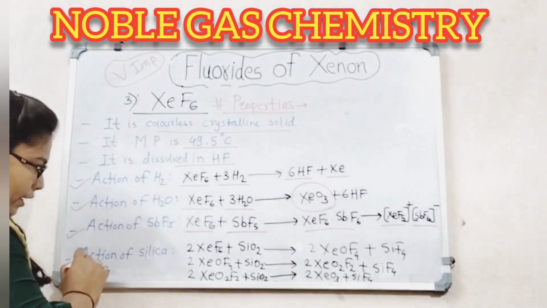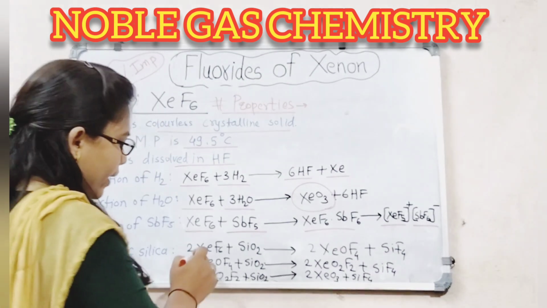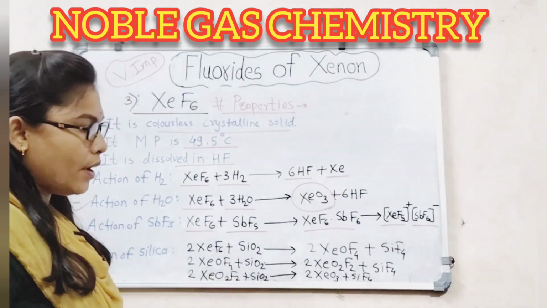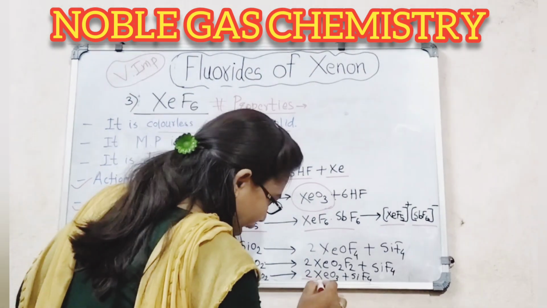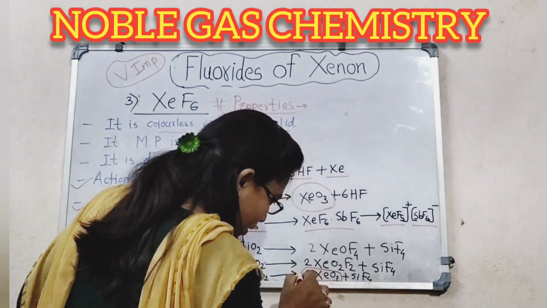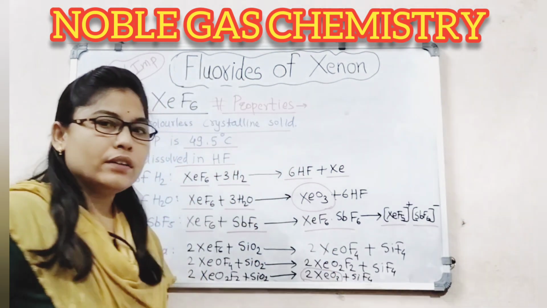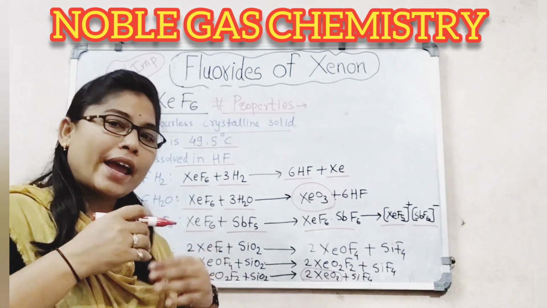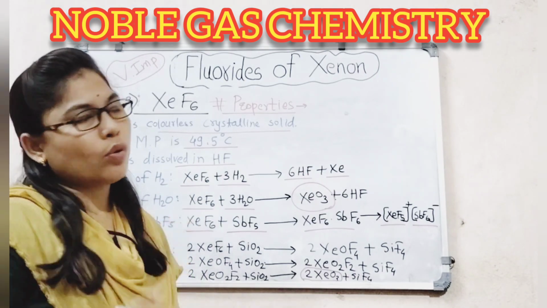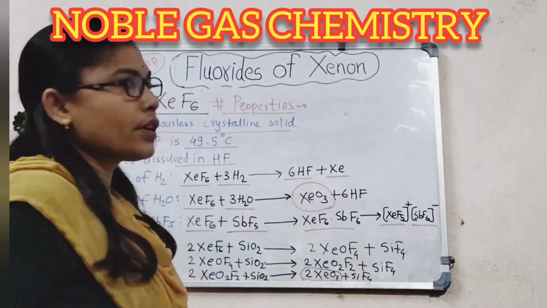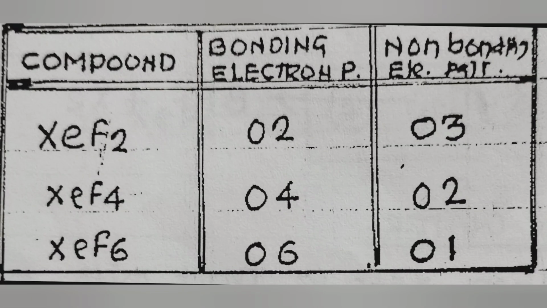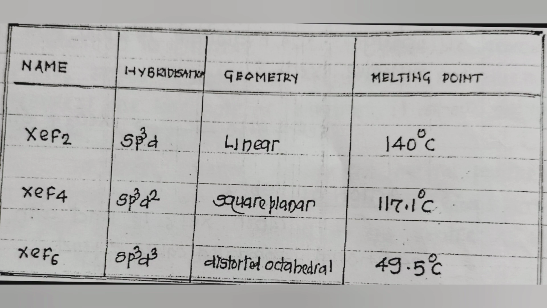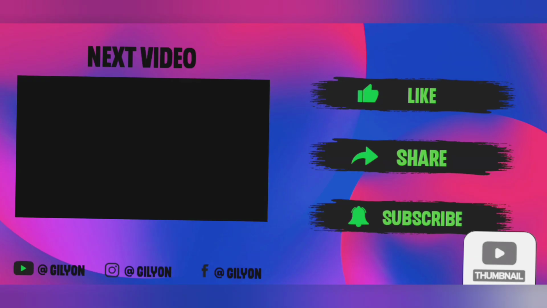Then action of silica. When xenon hexafluoride reacts with silica, it finally gives highly explosive xenon trioxide, which cannot be stored in glass or quartz vessels. So these are the different properties of xenon hexafluoride. We can remember all these fluorides of xenon by using this chart. So now we can stop here.